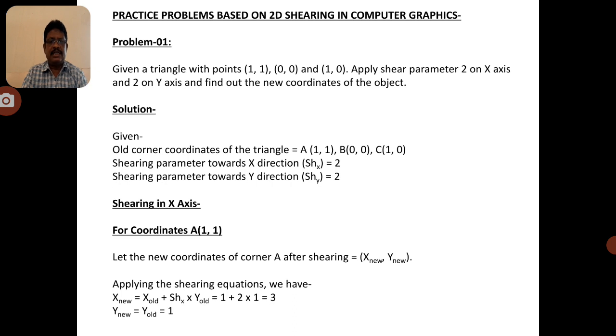So shearing on the x axis, for coordinate A of (1, 1). We have to find each and every coordinate after shearing. For coordinate A (1, 1), x new and y new, for the given equation we can substitute all the values. Then we derive x new equals x old plus sh(x) times y old. The final value equals 3. The y value doesn't change for any coordinate, because we are applying shearing on the x axis only, so the y axis is unchanged.